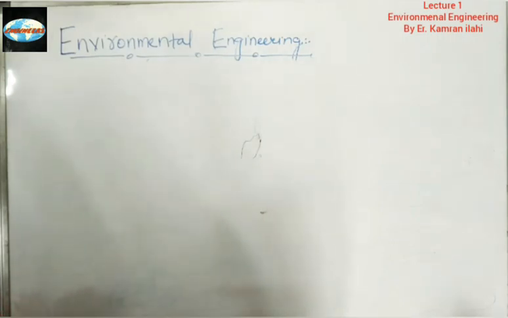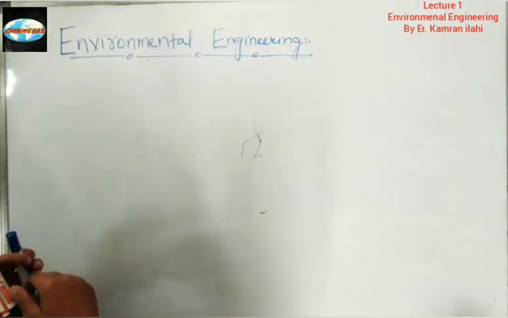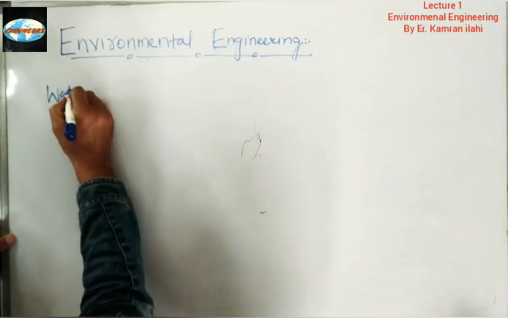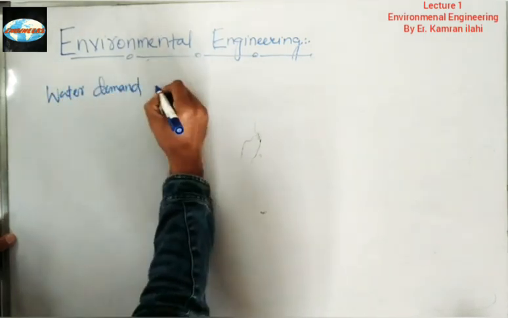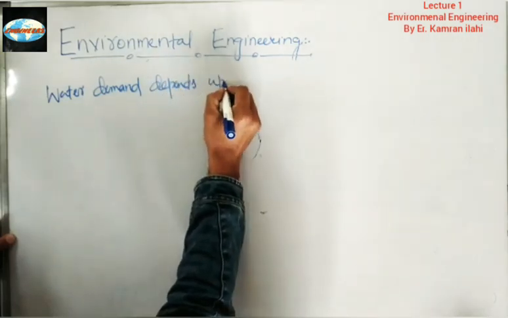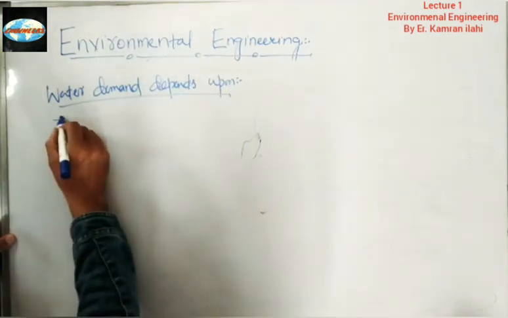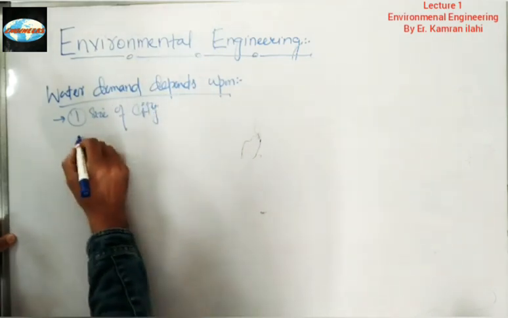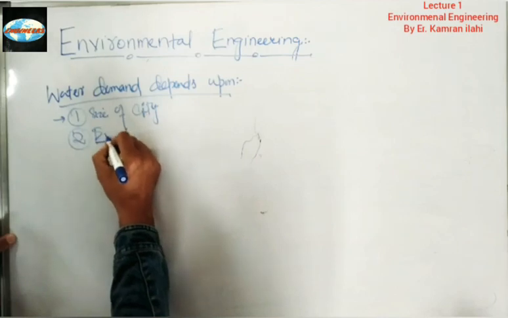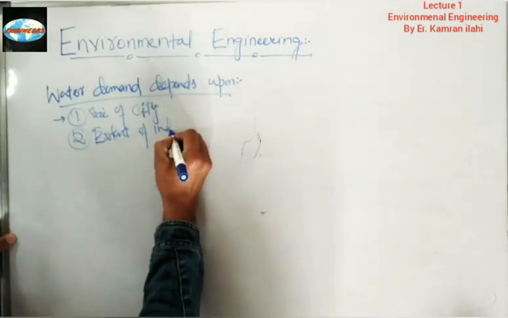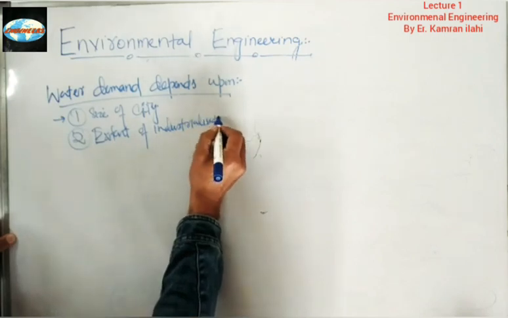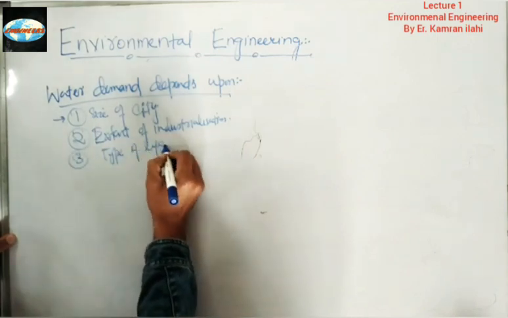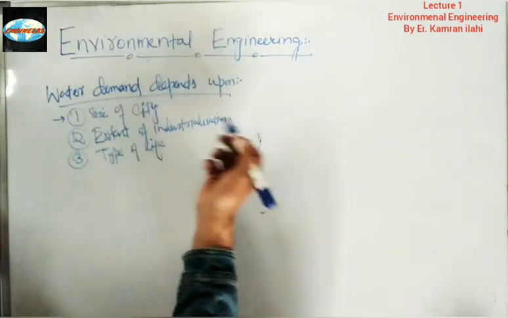So first of all, let me tell you some important things on which the water demand depends. I can write it here. Water demand depends upon: first is size of city, obviously, or size of the community. Then we can have extent of industrialization. We can say the type of lifestyle, isn't it? If you have a good lifestyle, then you use more water.